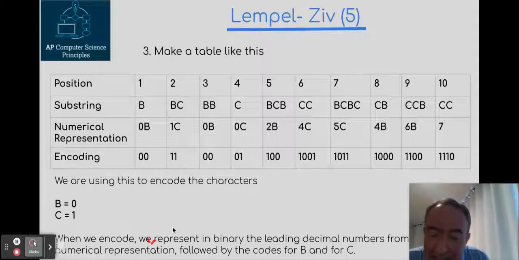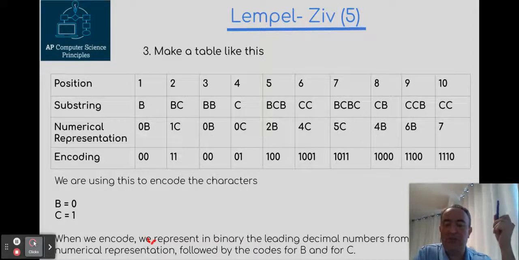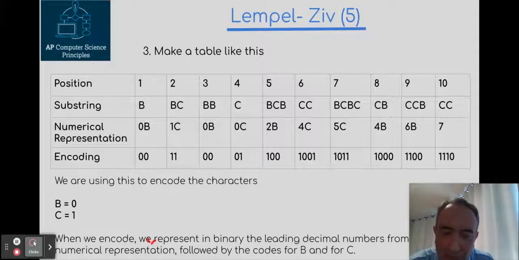So then you have to make a table like this, okay? And I know this looks a little scary, a little cumbersome, but it's really not. So what we're trying to do here is to go from position 1 to 10, take all the substrings that we have already identified, and do 2 things for each position. First, assign this position's numerical representations. In other words, we want to move away from letters because letters occupy 8 bits each. We want to go with numbers, and eventually we want to go with binary numbers to save a lot of space. And then we encode them.